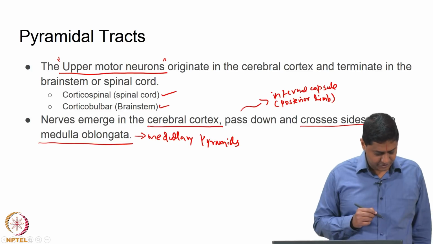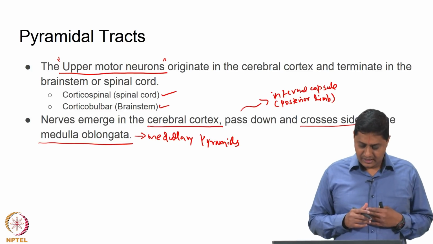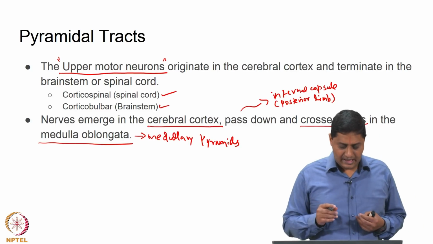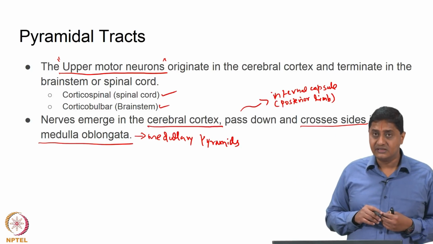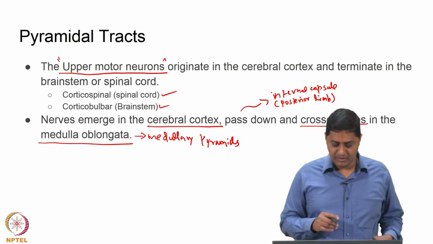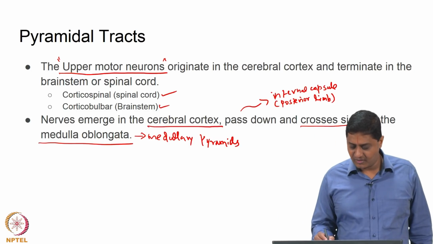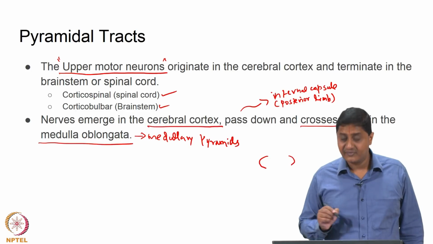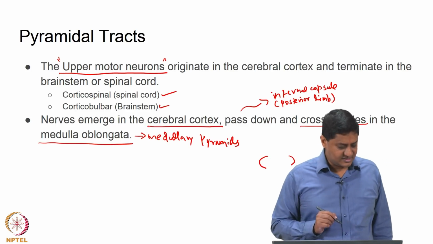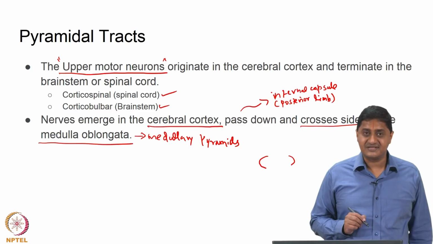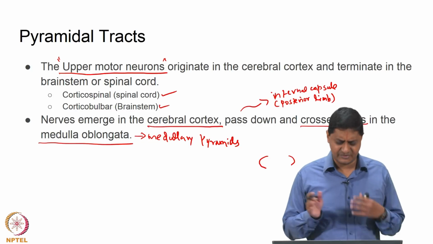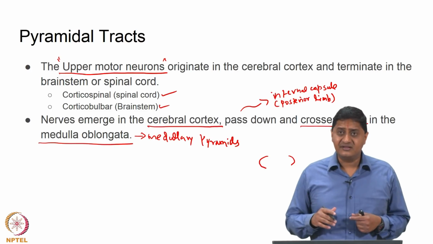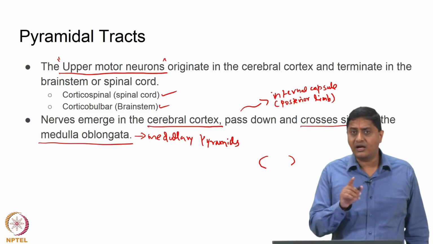Posterior limb of the internal capsule, and they form the cerebral peduncle and then reach the brainstem and the medulla where they form two prominences, two slight bulges like that. These are called the medullary pyramids, or the pyramids of the medulla, right. Below that level they cross over to the other side, but not all of them.